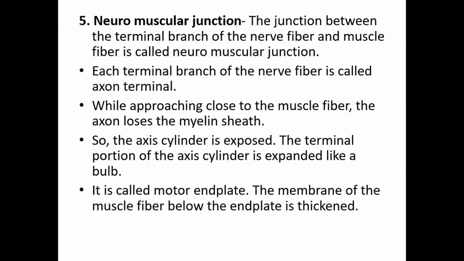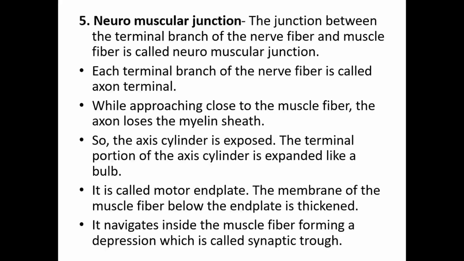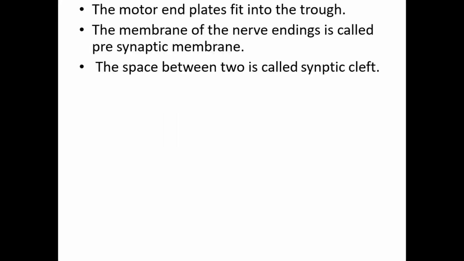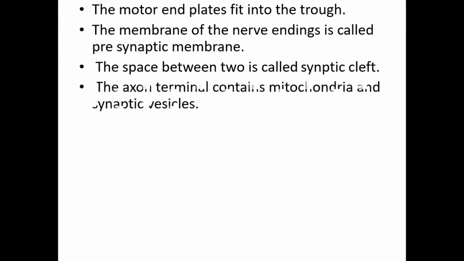The membrane of the muscle fiber below the end plate is thickened. It invaginates inside the muscle fiber, forming a depression which is called the synaptic trough. The motor end plates fit in the trough. The membrane of the nerve endings is called the presynaptic membrane. The space between the two is called the synaptic cleft. The axon terminal contains mitochondria and synaptic vesicles.